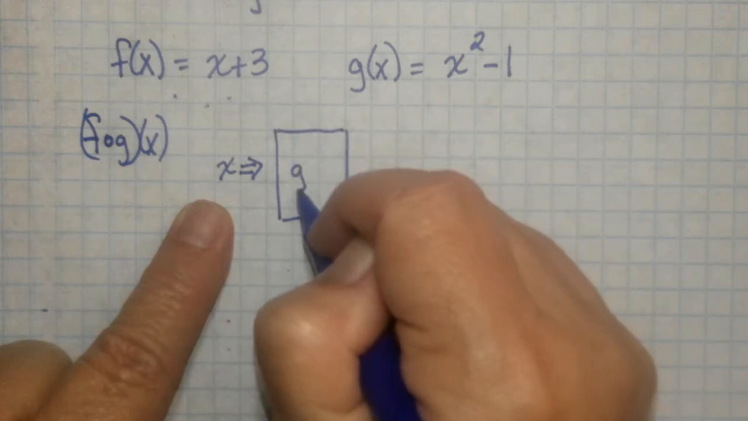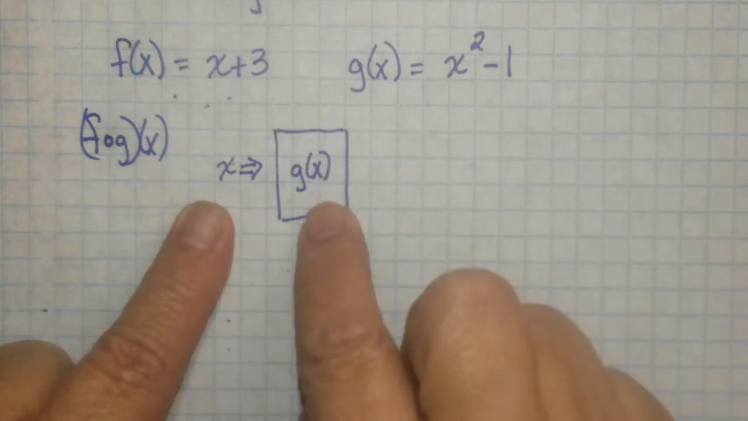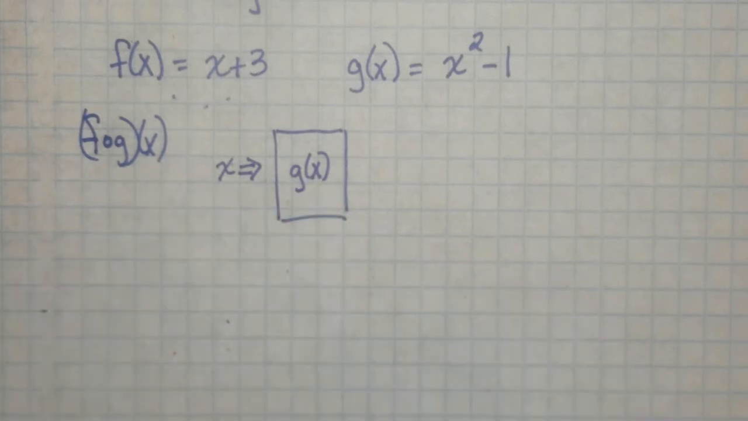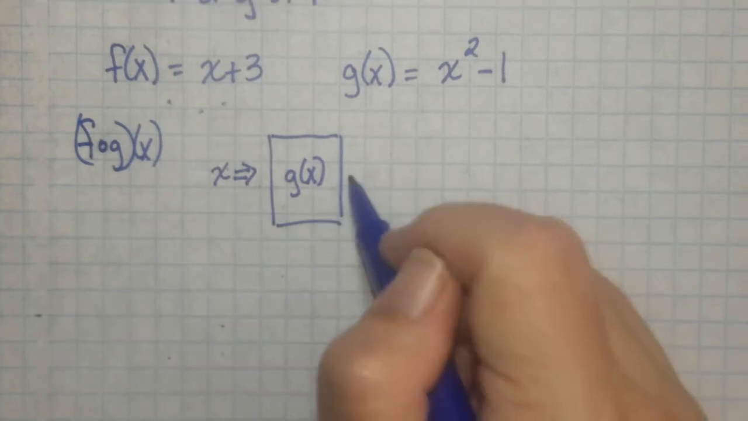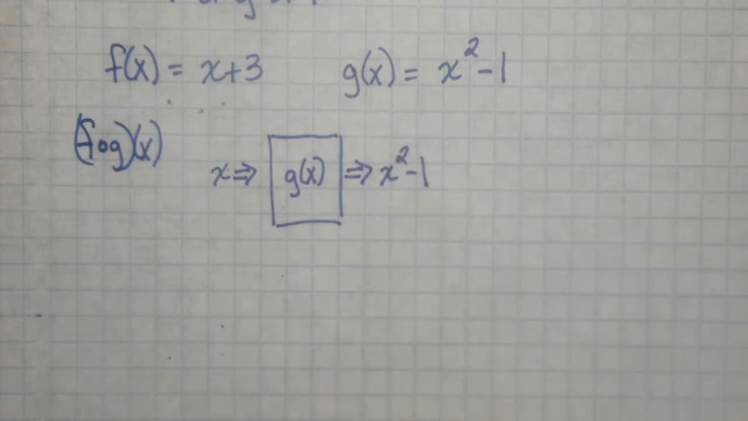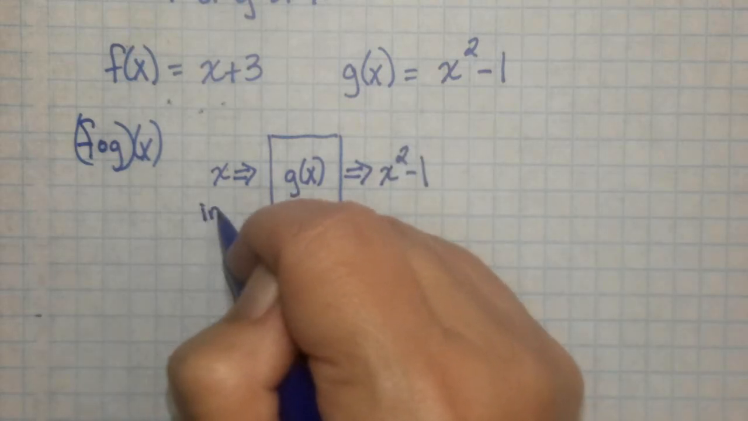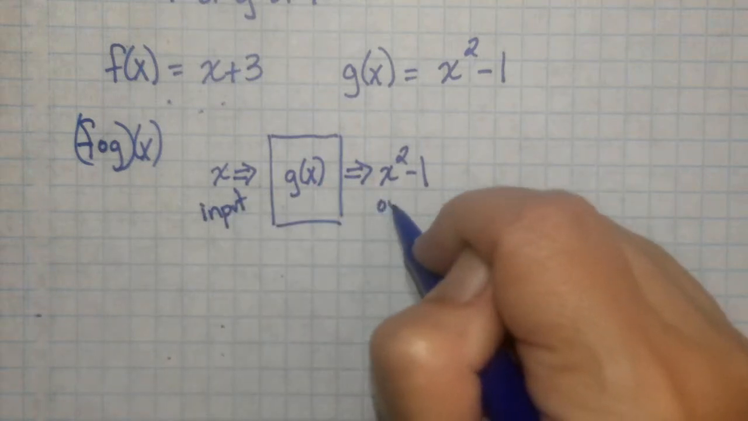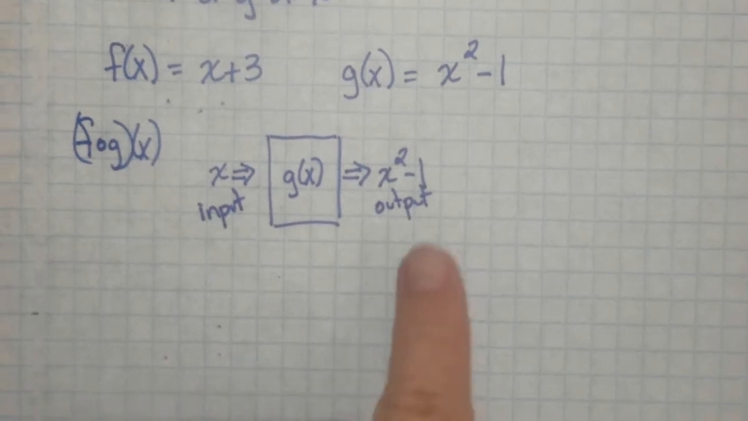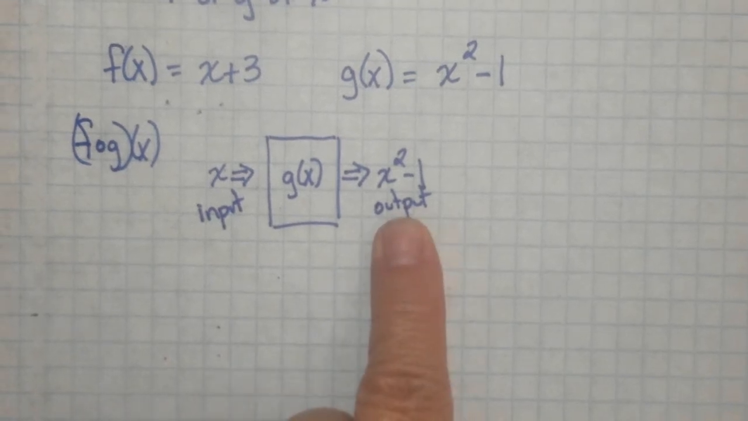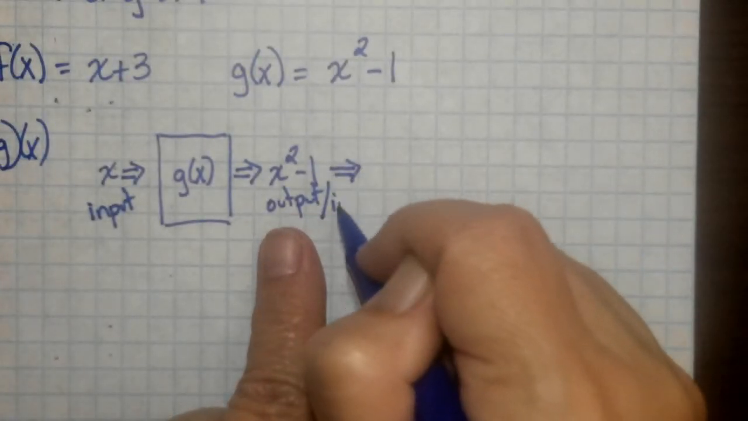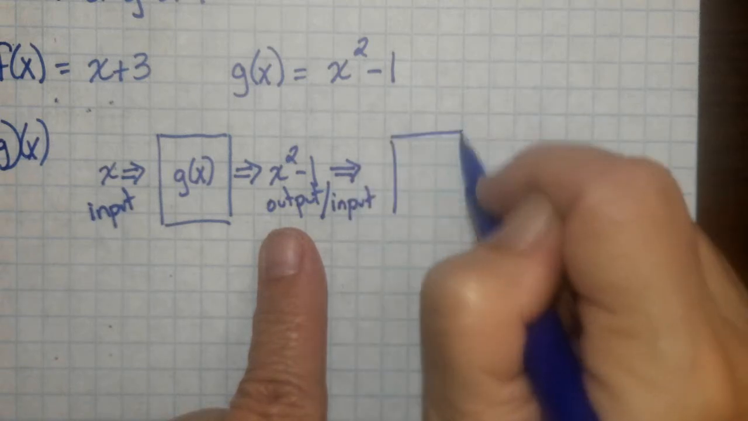So here's my g of x. This is my little function machine. Put this input in here. G of x operates on it. You hear gears shifting, whistles blowing, and g of x outputs x squared minus 1. Right? Input, output. I then take that output from g of x and I enter it as the input for the function f of x.